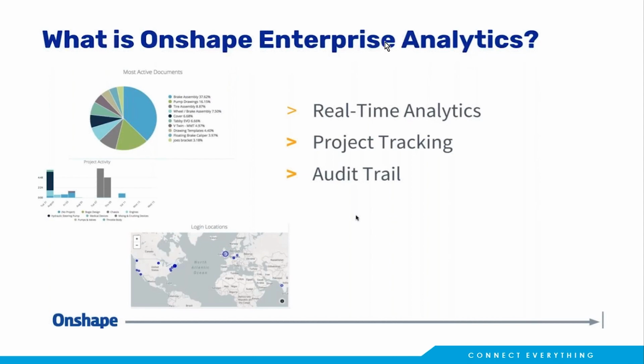There are different licenses for Onshape. There's an enterprise license, and this unlocks the ability to do the analytics that we're going to go through here today. Some of the things we can do are project tracking and audit trails. We can pick any particular file, project, or person and find out what's going on with that. And we'll go through some different examples of that.